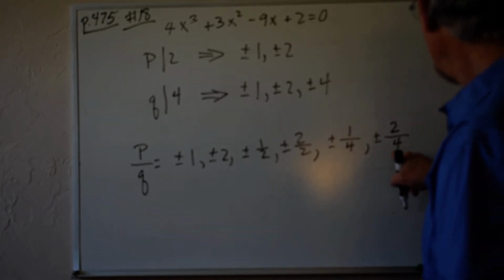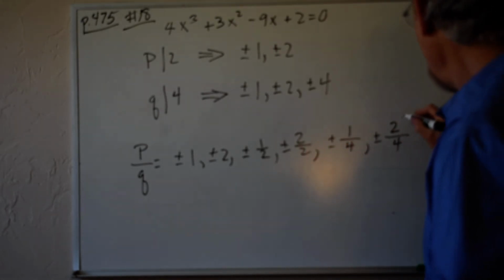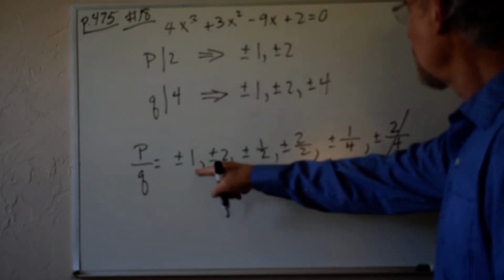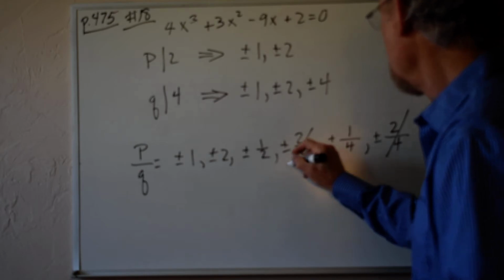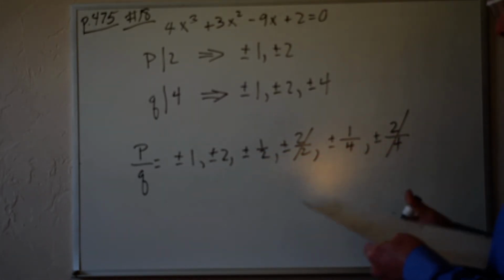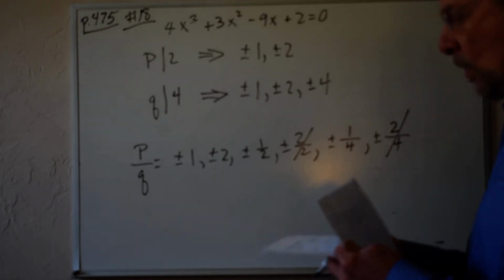I see that 2/4 is the same as 1/2, so this is a duplicate. We'll get rid of that. And 2 over 2 is just the same as 1, so that's a duplicate. And I'm left with these 4 real possibilities. Okay.